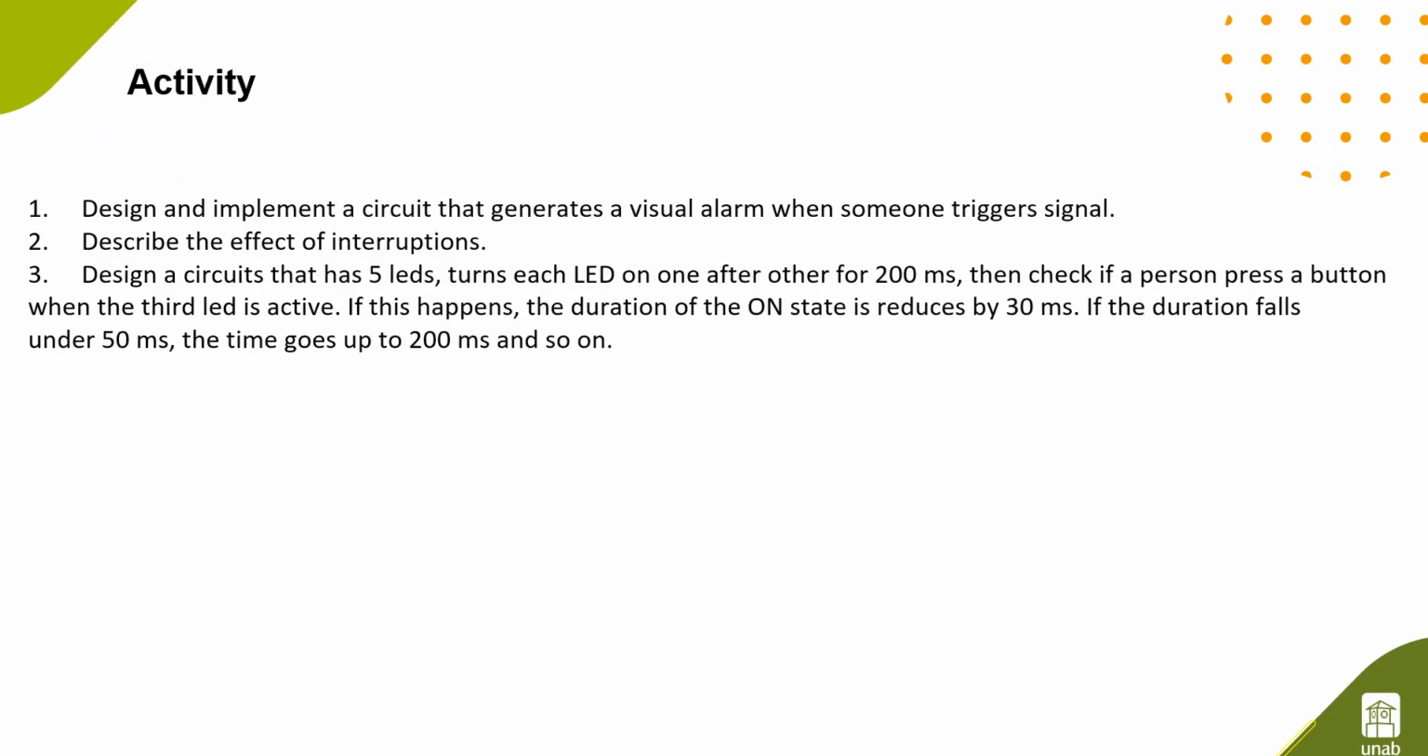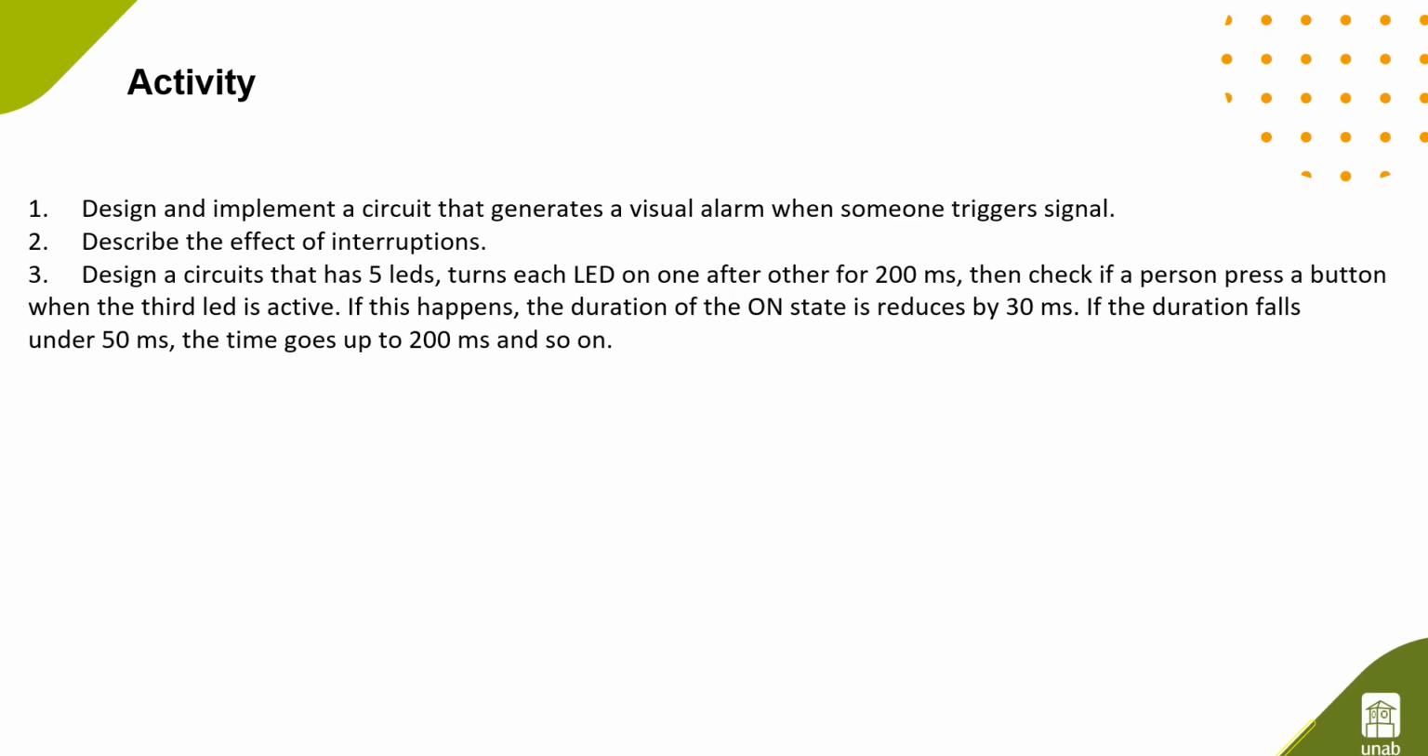Here I have some activities proposed for you to work on. The first one is to design and implement a circuit that generates a visual alarm when someone triggers a signal. Using either the interruption or not necessarily working with interruptions, please try to do this. Secondly, I ask you to describe briefly the effect of an interruption.